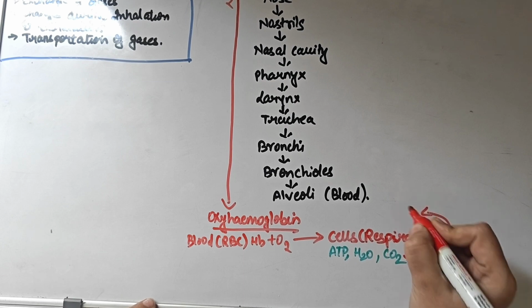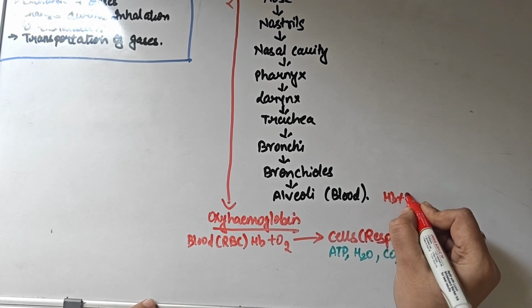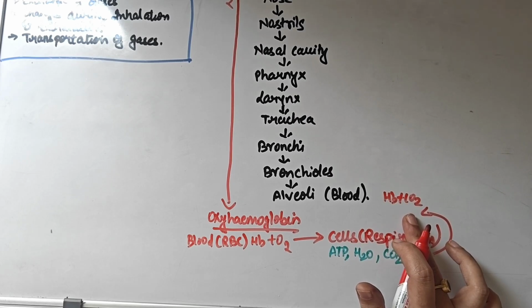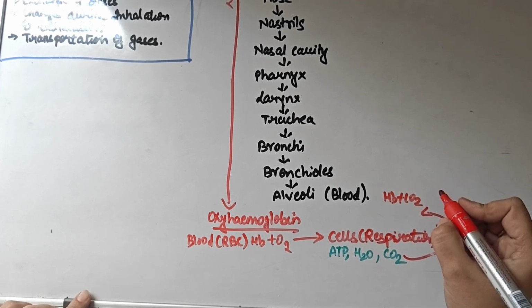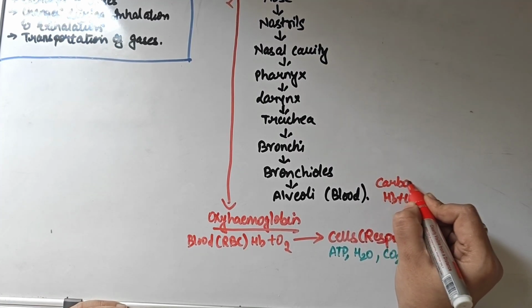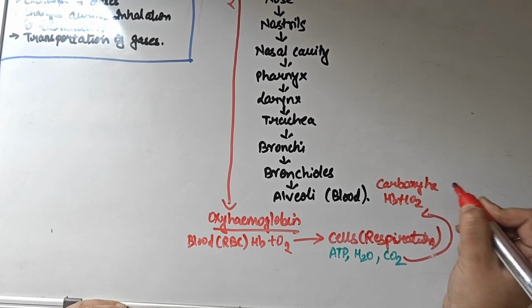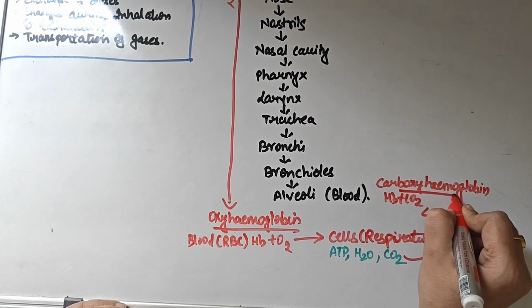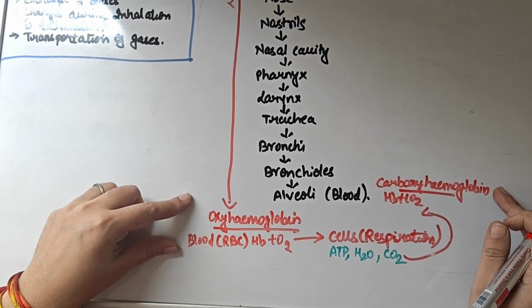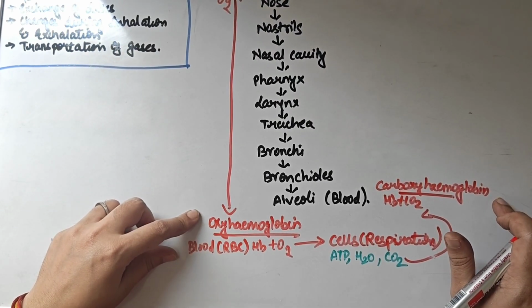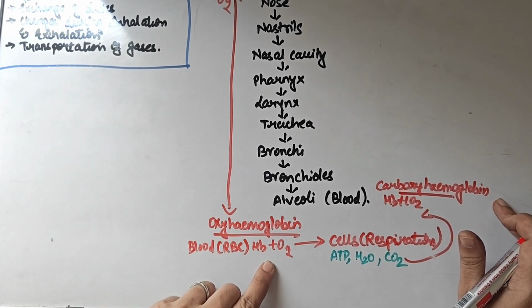The hemoglobin of your blood will again mix with your CO2, and it is going to form a combination known as carboxyhemoglobin. I'll just write the name of the combination: carboxyhemoglobin. Okay, so this is the combination. You need to be very aware. You can be asked in a 1 mark question what is oxyhemoglobin and what is carboxyhemoglobin, or what is the combination you see in both the cases.